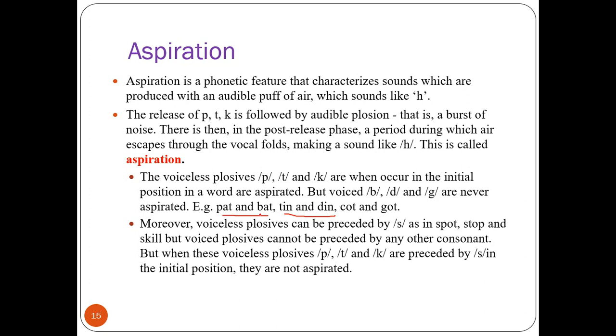Now let's see the second pair, in which the first one has the t sound and the second the d sound. If you pronounce the first one, tin, you will find a puff after t. This is called aspiration. And we do not have any aspiration in the second example, din. In the word din, you won't find any puff of air. So this is the difference.